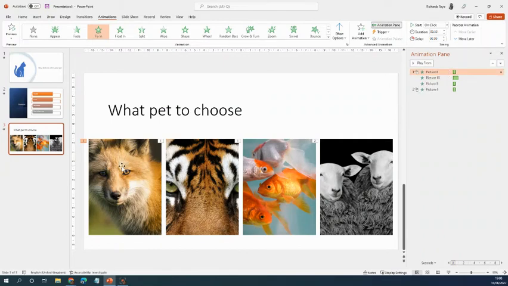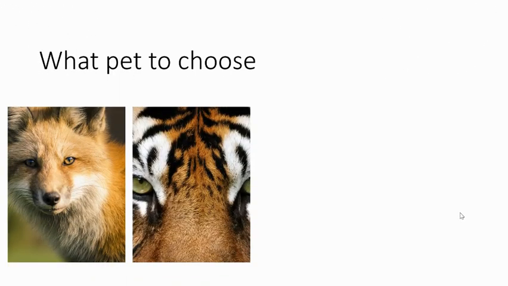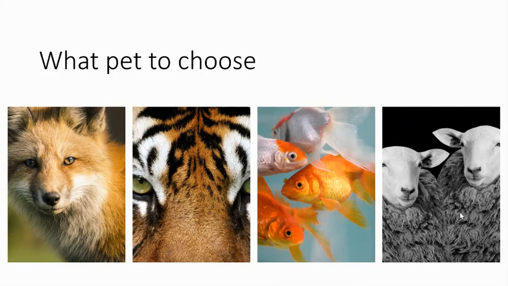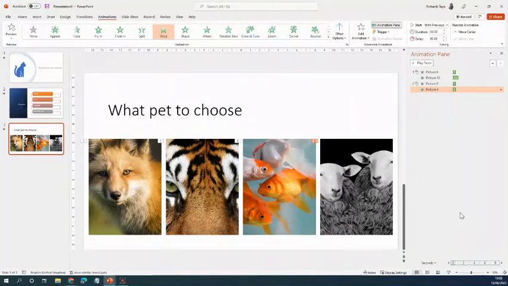So I want the fox to come in with the tiger. So that's fine. But I want the fishes and the sheep to come in, so it can't be start with previous, it's got to be start on click. Okay. And then because I want the sheep to come in with the fishes, I change that to start with previous. And that should work now. See, so the fish and the sheep come in together as well.